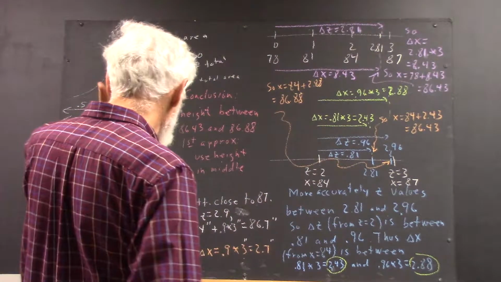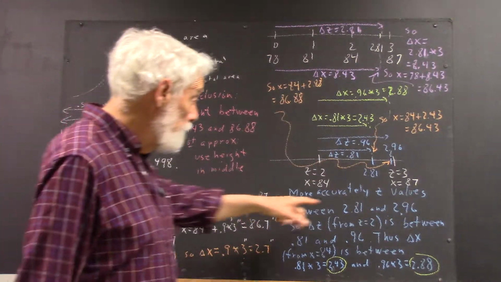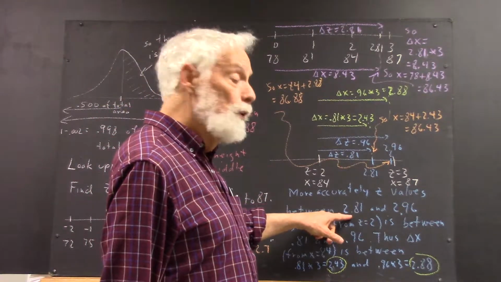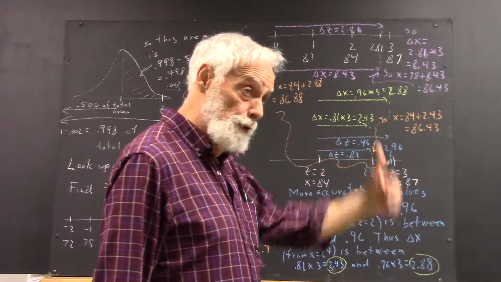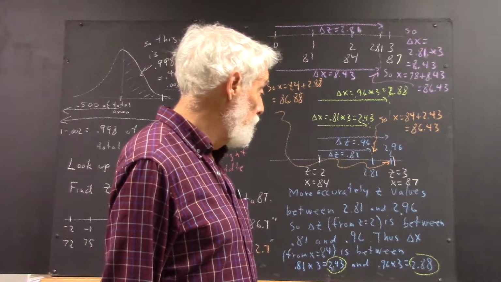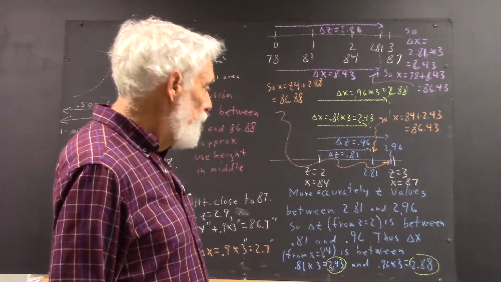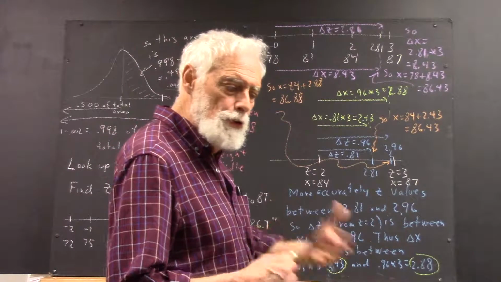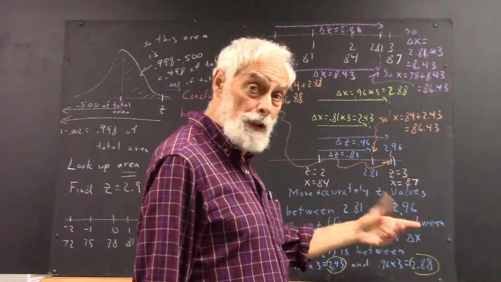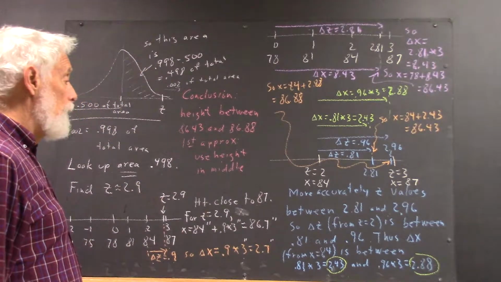Okay, so more accurately than saying z is 2.9, we see that the z values corresponding to 0.498 go from 2.81 to 2.96. Look on your z table: if you see z equals 2.81, you're going to see area 0.498. For z equals 2.96, you're also going to see area 0.498. This means that we're not sure which of these values, although we kind of think a z value somewhere in the middle of these is going to be the one that best corresponds to area 0.498. We're just going to look at a range.